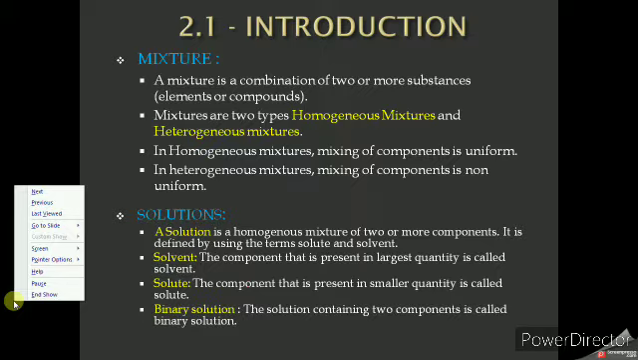So for example, when we prepare a solution of sugar in water, sugar which is taken in small quantity is the solute, and water taken in large quantity is the solvent. Sugar gets dissolved in water. Then binary solution is a solution containing two components. Bi means two, so that solution is called a binary solution. Then we will discuss the next part.